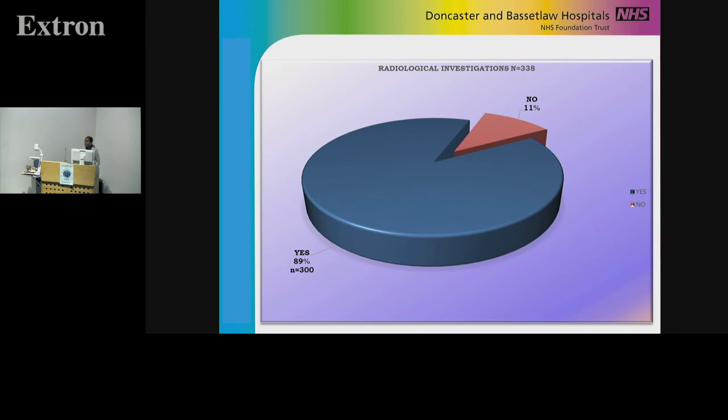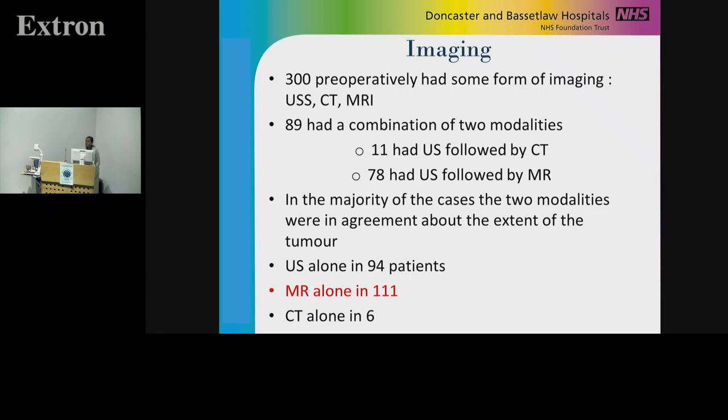In nearly 300 patients, some sort of imaging was performed, either ultrasound, CT, or MRI. 89 patients had a combination of two modalities. MRI is considered to be the imaging of choice, especially if a deep lobe tumor is suspected, and CT was performed only if MRI was contraindicated.